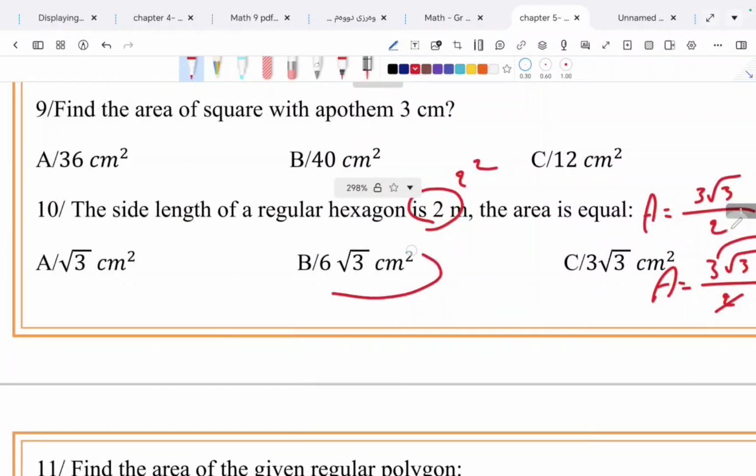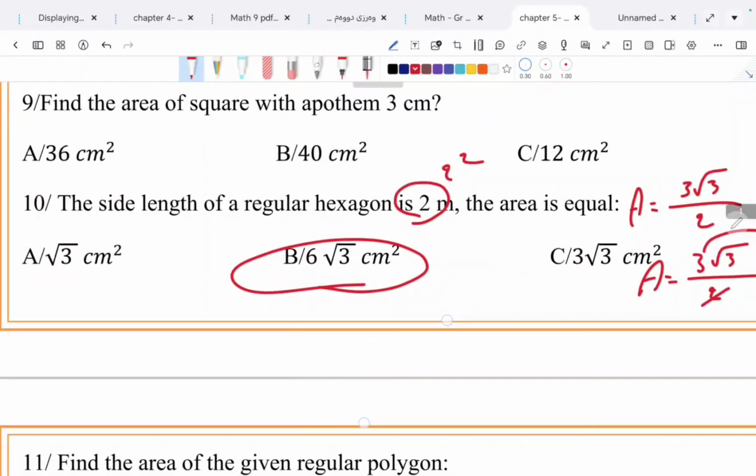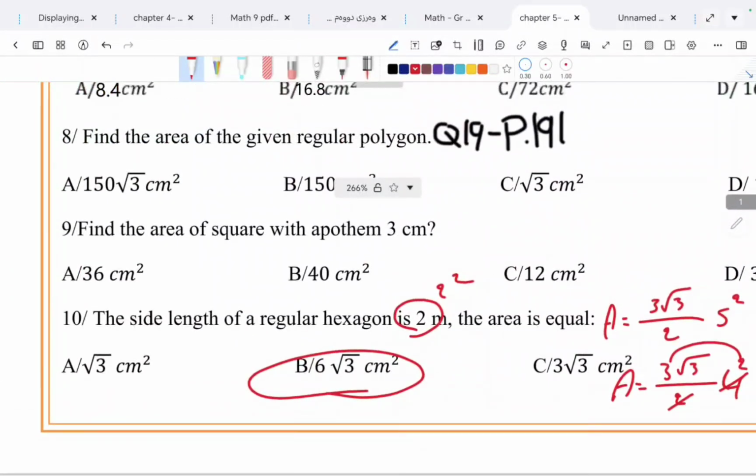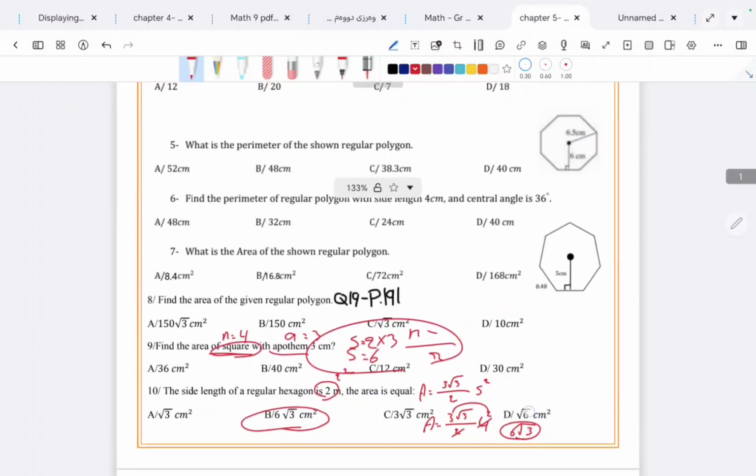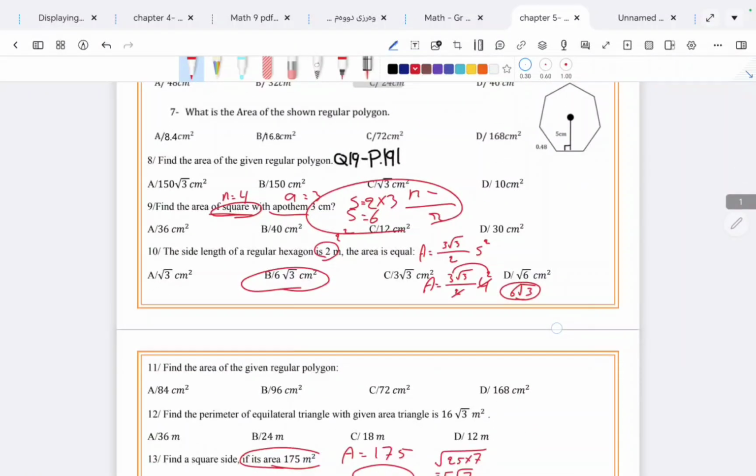So which one is correct? B is correct: 6 square root of 3. Again, for question 9, area of a square, so n equals 4. Apothem a equals 3. In a square, when you have the apothem, you can find the side by using the apothem. It will be 2 times apothem, 2 times 3, which equals 6. Then use the rule of n times s times a divided by 2. Okay, that's it. Thank you for watching.